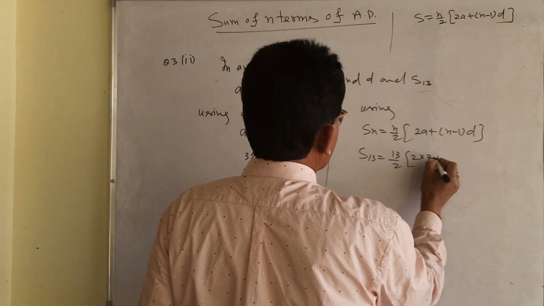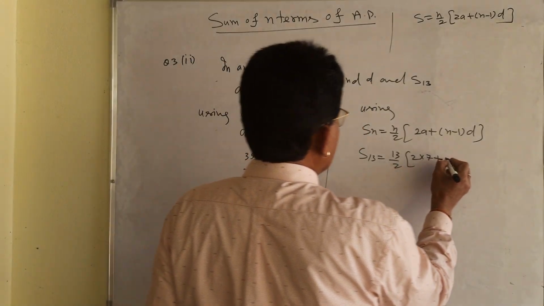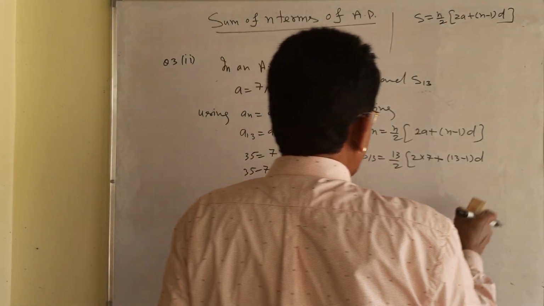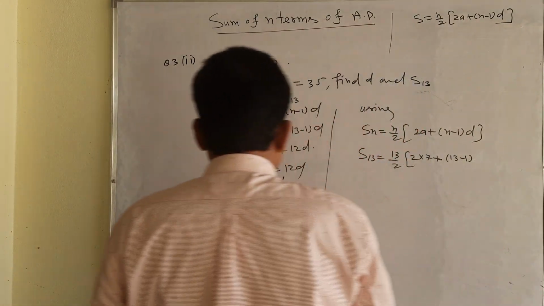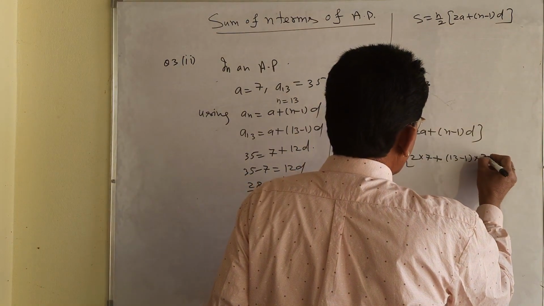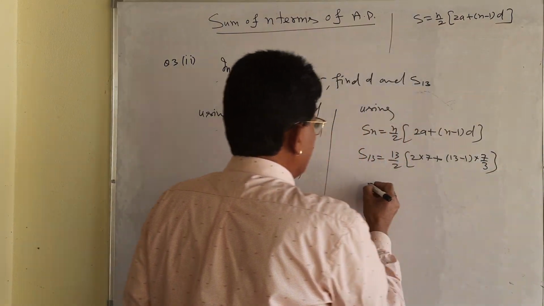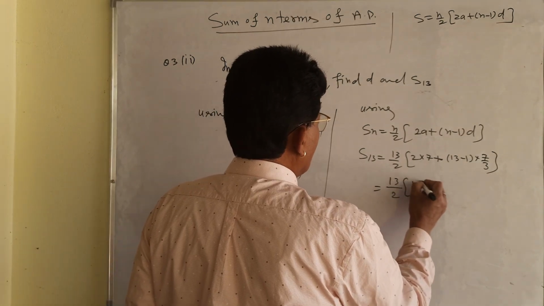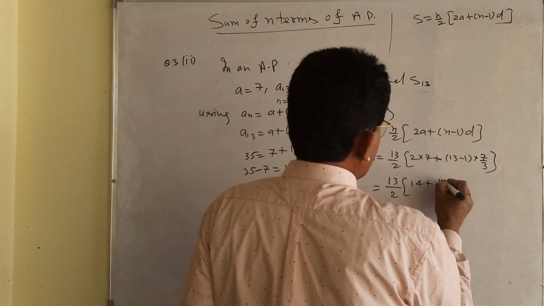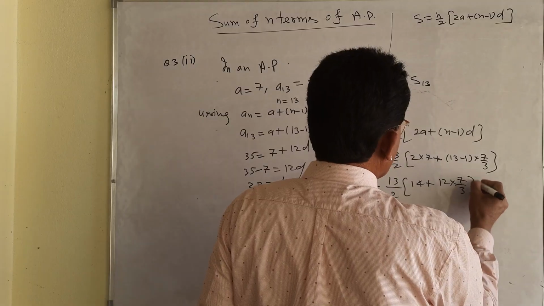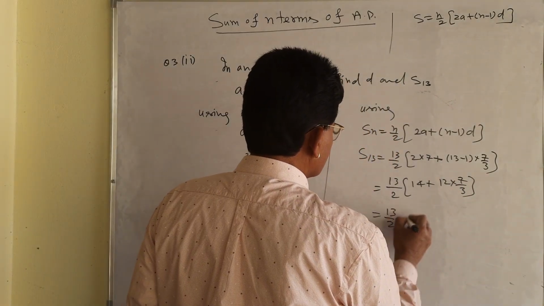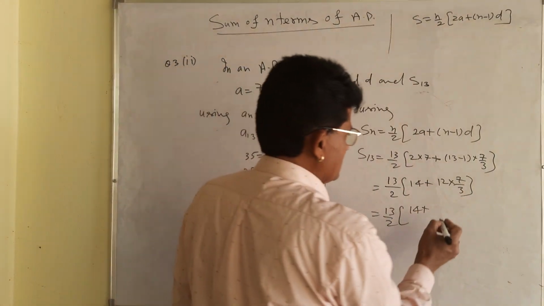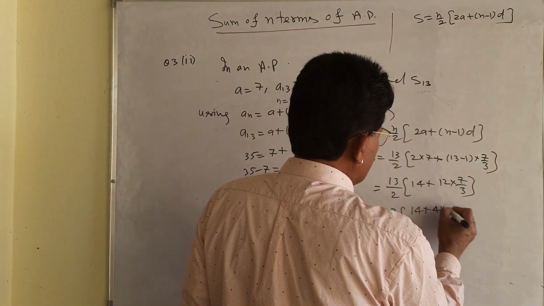7 plus n is 13 minus 1, d is d, just before we got d. The value of d is 7 by 3. Okay, then 13 by 2, 14 plus 12 into 7 by 3. Okay, you cancel it. My dear student, 12 by 3, it will be 4. 4 into 7.